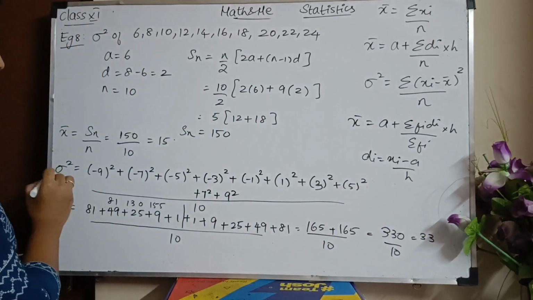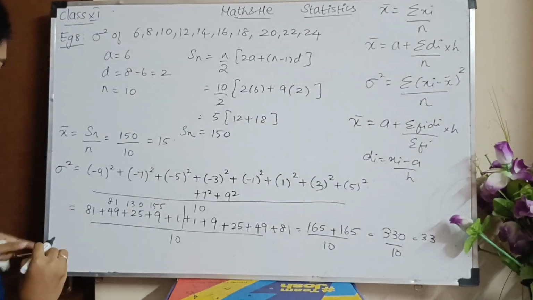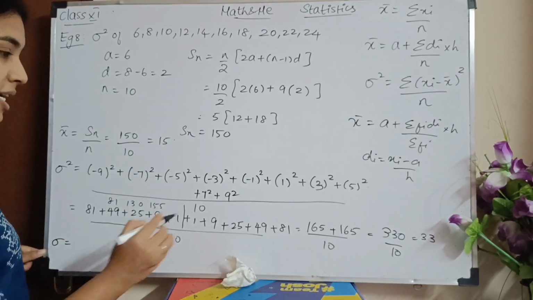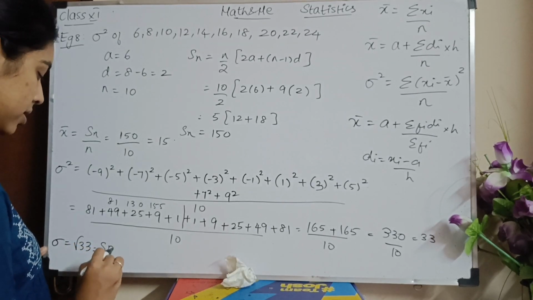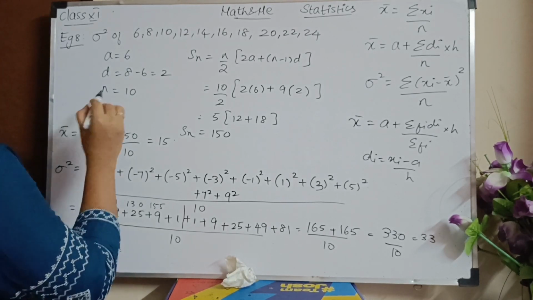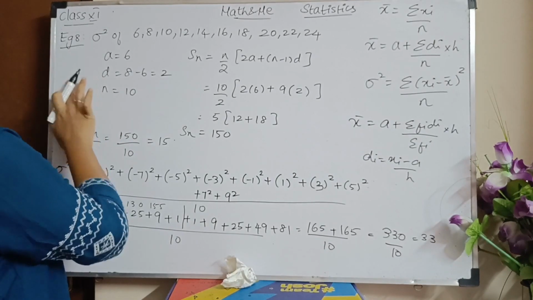So, what have I found out? I found out my variance. Sigma square I have found. Sigma equals the square root of the value that you just found out. So, this is root 33, which is the standard deviation. So, when you find root 33, do you know how to find root 33?